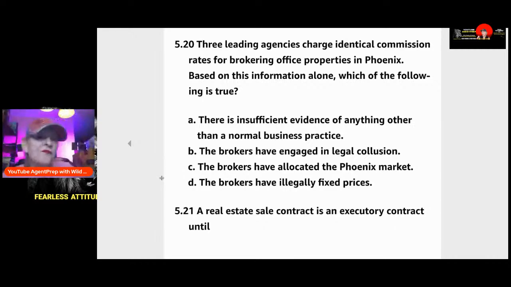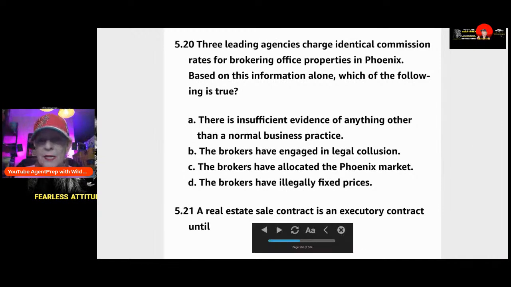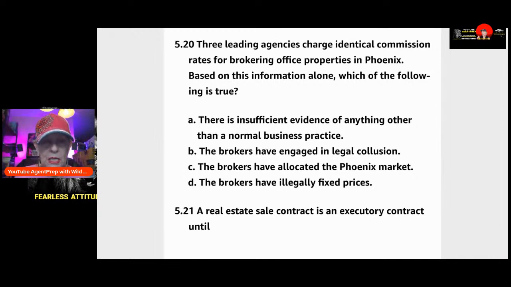So no price fixing is allowed, right? It's not a monopoly, it's an open market. So if three leading agencies charge identical commissions, can that be normal? Just normal practice or not?